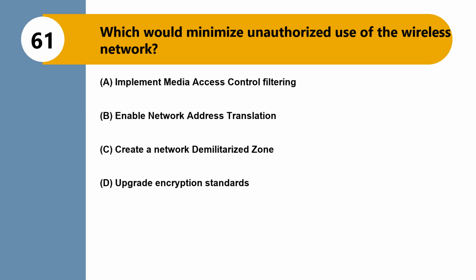Question 61. Which would minimize unauthorized use of the wireless network? Option A, implement media access control filtering. Option B, enable network address translation. Option C, create a network demilitarized zone. Option D, upgrade encryption standards.